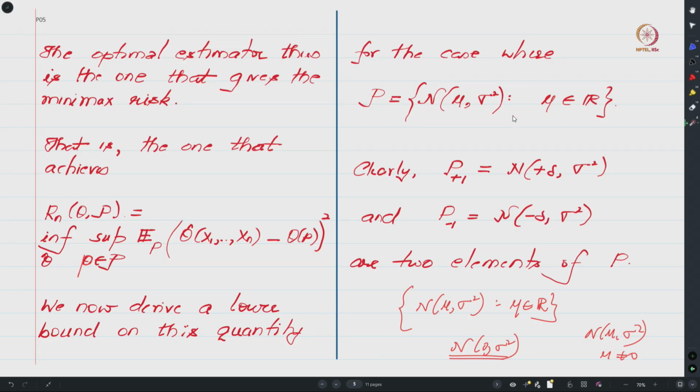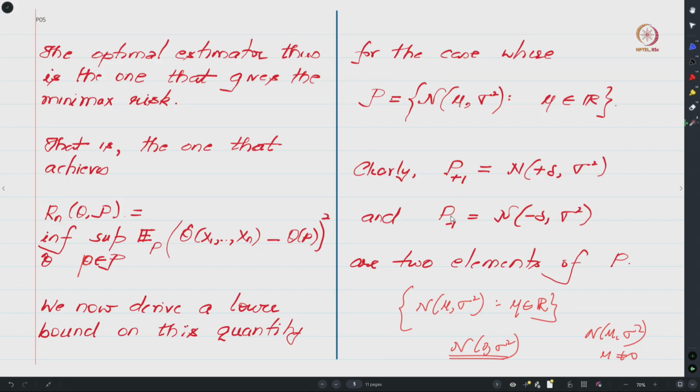To ground the problem, let us presume that our class of distributions includes all Gaussian distributions with different possible means but with the same fixed variance. So across all these distributions the variance is fixed, however the means can vary. Is this okay? So this is our class of distributions. In particular, we will use the symbol p plus 1 to denote the Gaussian distribution with mean plus delta and variance sigma square, and p minus 1 to denote the Gaussian distribution with mean minus delta and variance sigma square. So you can see that both p plus 1 and p minus 1 belong to this class of distributions.